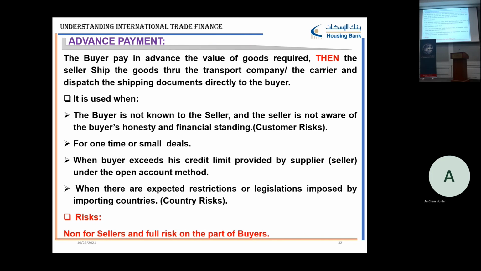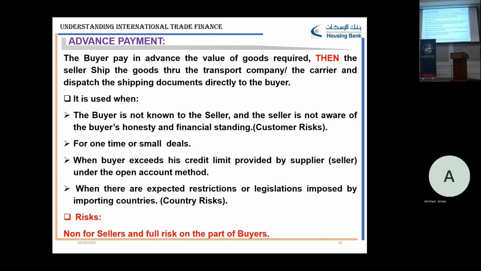When is it used? When the buyer is not known to the seller. If I am a seller or exporter, I don't know the honesty of my counterparty, the buyer, I must ask him to pay me in advance. Pay me, I will ship you. Without cash, I will not ship any goods for you. For one-time small deals, maybe we can use the advance payment.